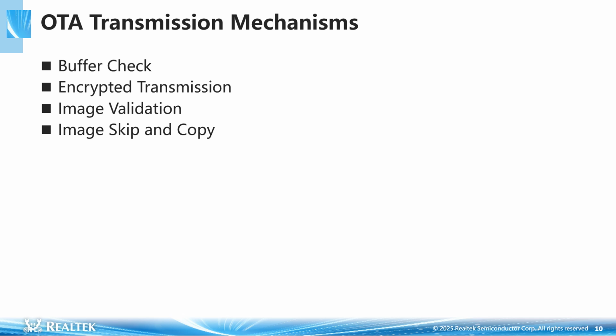During the process of pushing an image from the OTA tool to the SoC, we designed the following mechanisms to ensure correctness and efficiency. Buffer check. The function is enabled by default to detect transmission errors as early as possible. Encrypted transmission. The OTA tool and SoC support encrypted transmission and the algorithm AES-256 is supported.